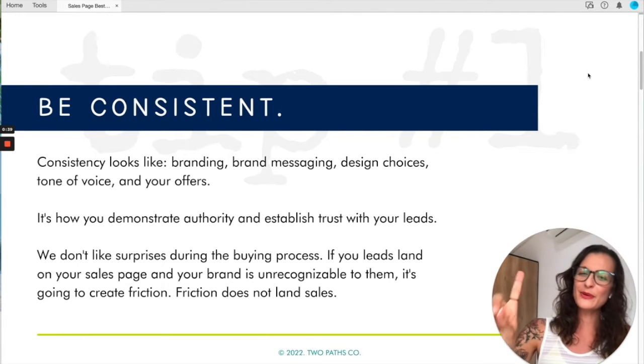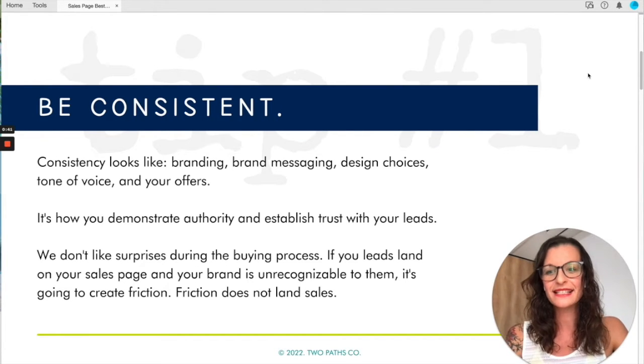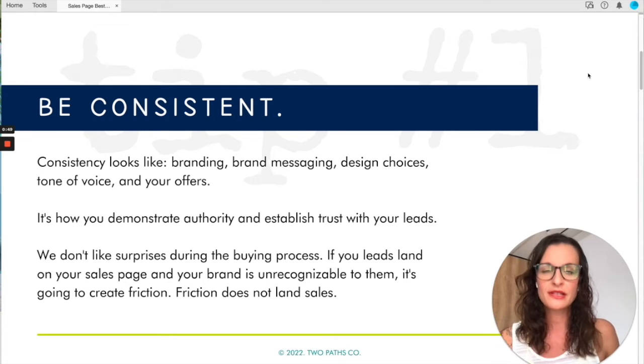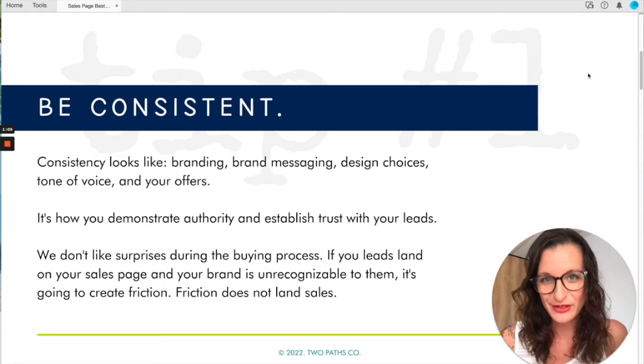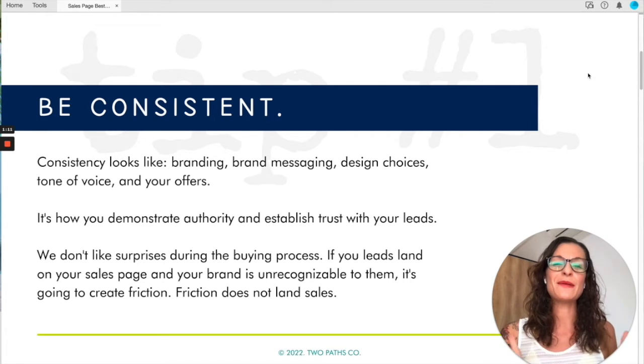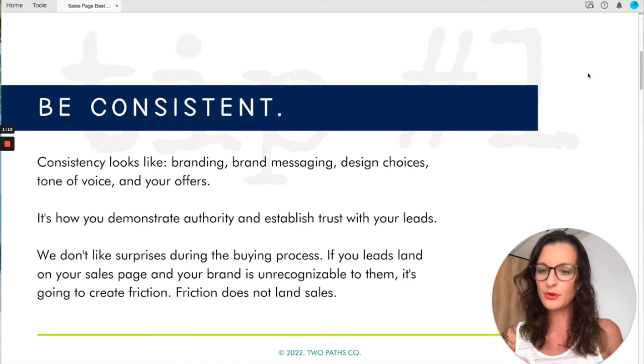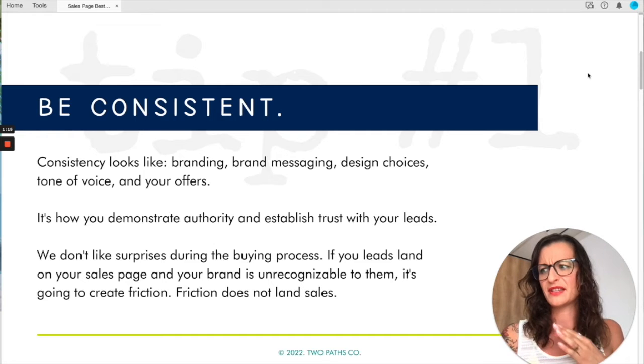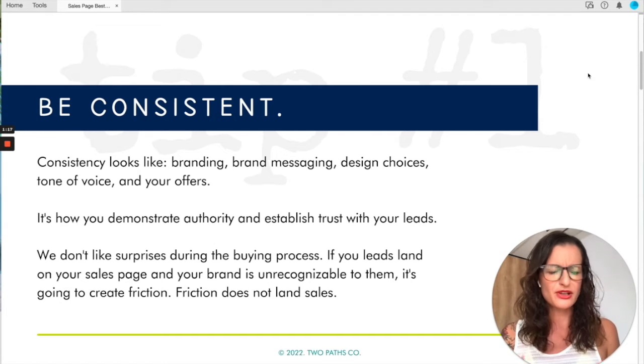Tip number 1 is be consistent. Consistency looks like branding, brand messaging, design choices, tone of voice, and your offers. It's how you demonstrate authority and establish trust with your leads. We don't like surprises during the buying process, okay? I'm sure you've had this experience before. You've gone to a page, the brand was unrecognizable, or you weren't really quite sure why you were there. It creates a little bit of friction.